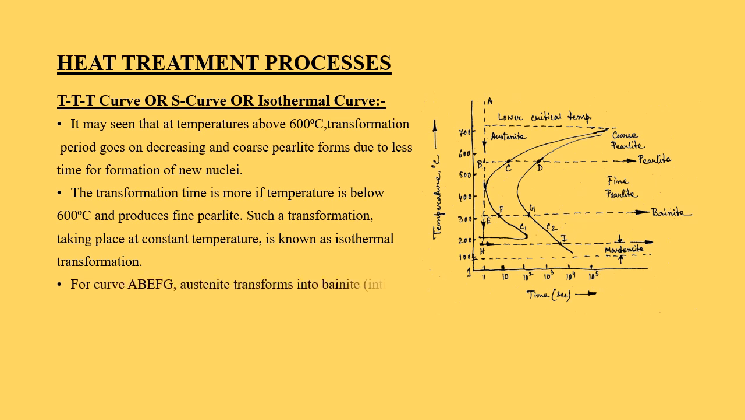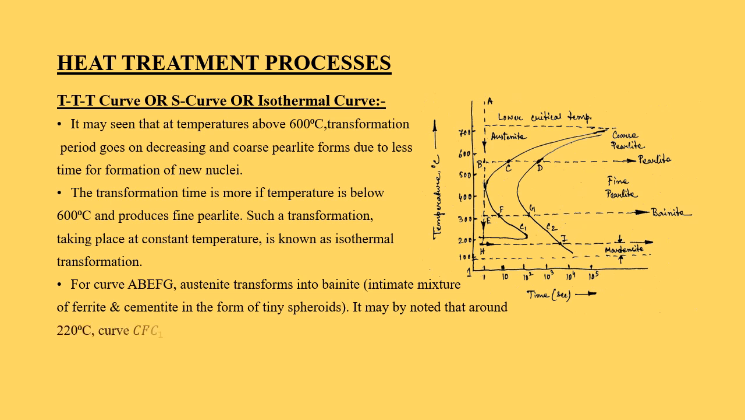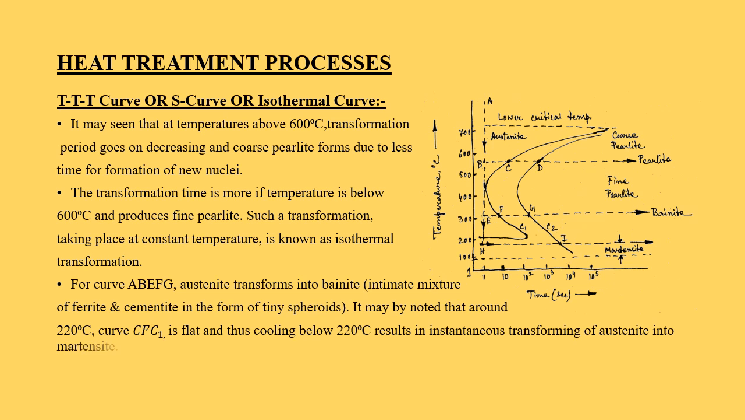In the diagram, for the curve ABEFG, austenite transforms into bainite. It is seen that around 220 degrees centigrade, curve CFC1 is flat, and cooling below 220 degrees centigrade results in instantaneous transformation of austenite into martensite.